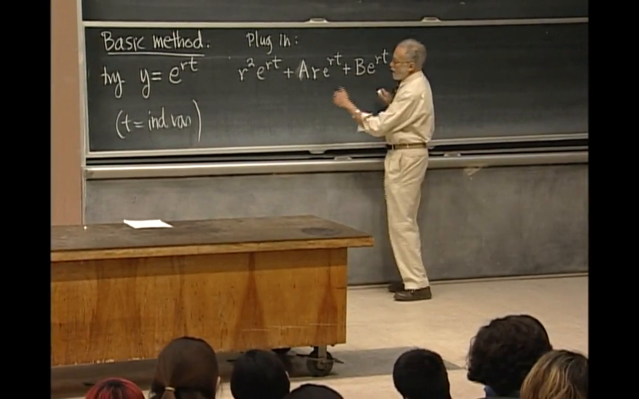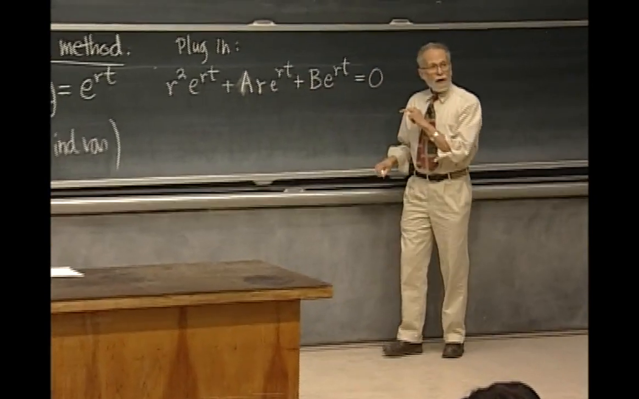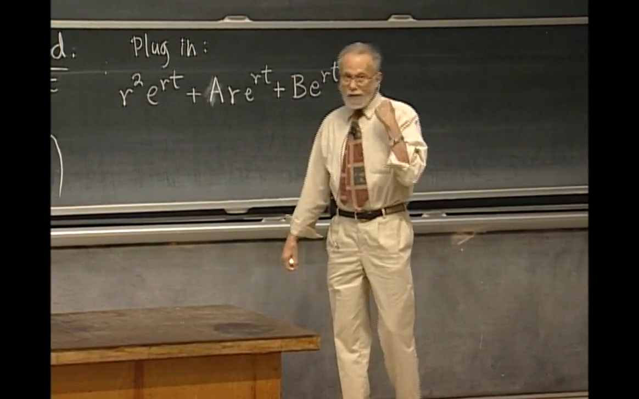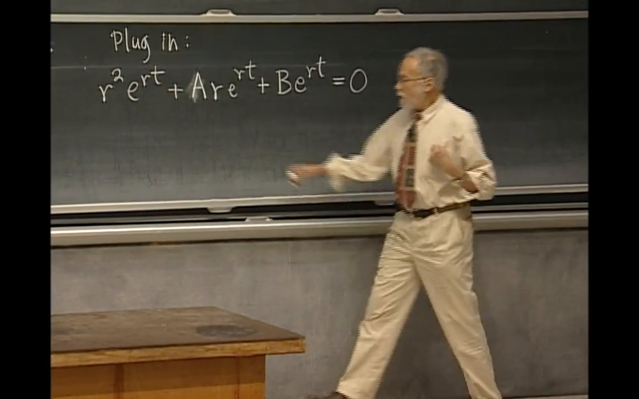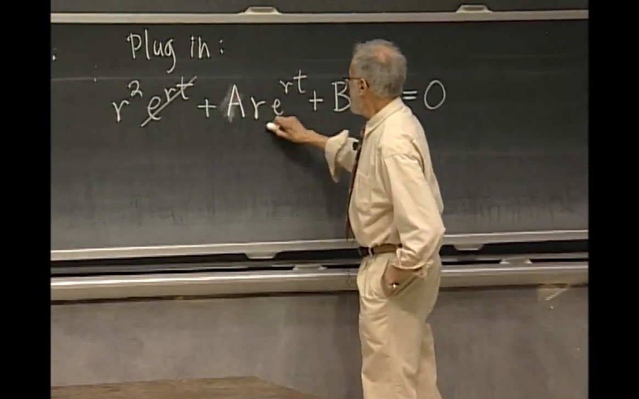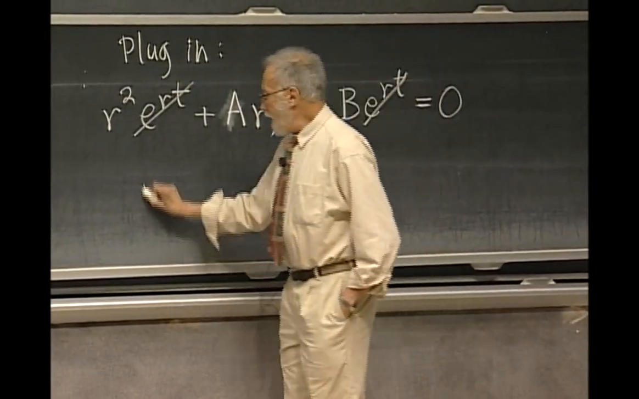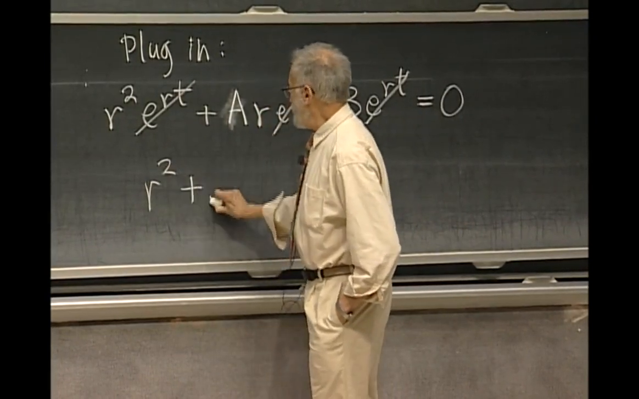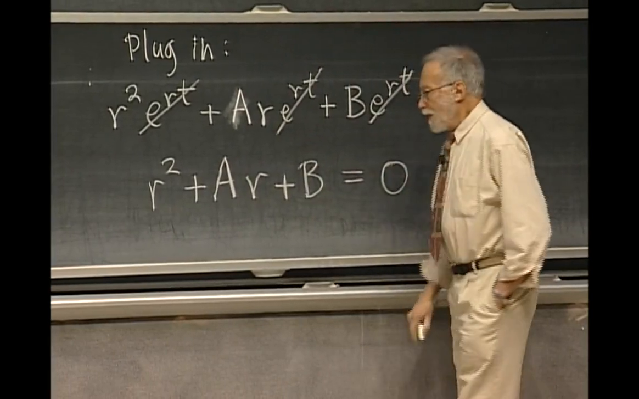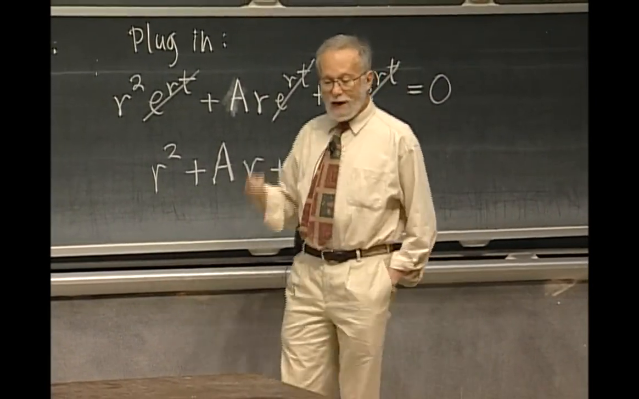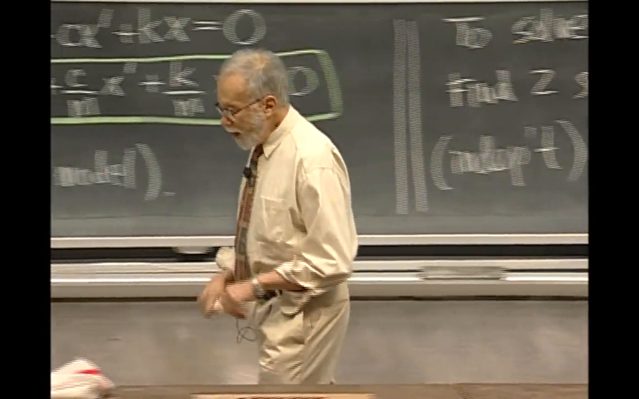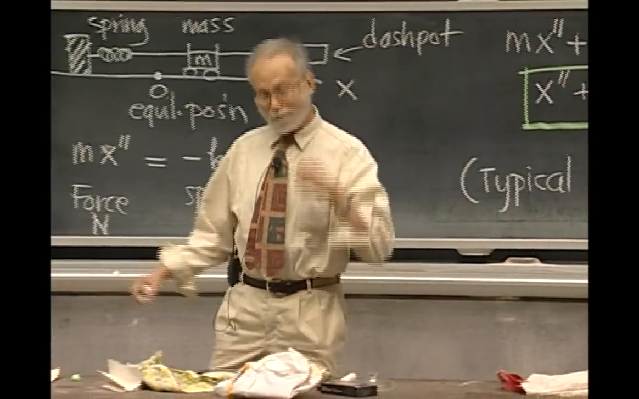Now you see, the e to the rt occurs as a factor in every term, and the e to the rt is never 0, and therefore you can divide it out because it's always a positive number regardless of the value of t. So I can cancel that from each term, and what I'm left with is the equation r squared plus ar plus b equals 0. We're trying to find values of r that satisfy that equation. And that, dear hearts, is why you learn to solve quadratic equations in high school.